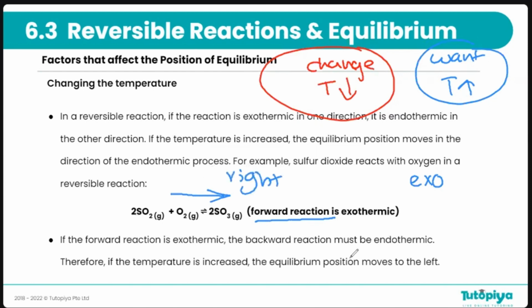I hope with this you understand very clearly that what you must do by changing the position of the equilibrium is always the opposite of the change that happened. You have to counter the change, minimize damage.